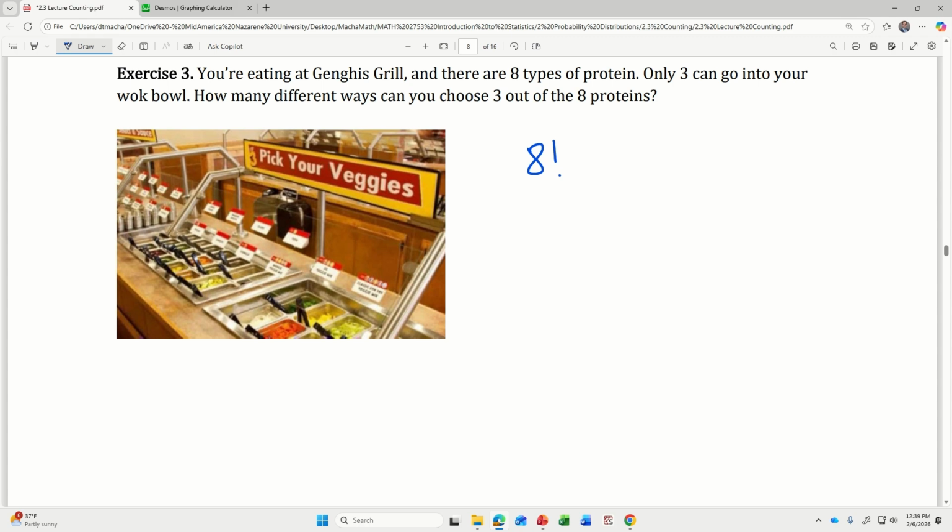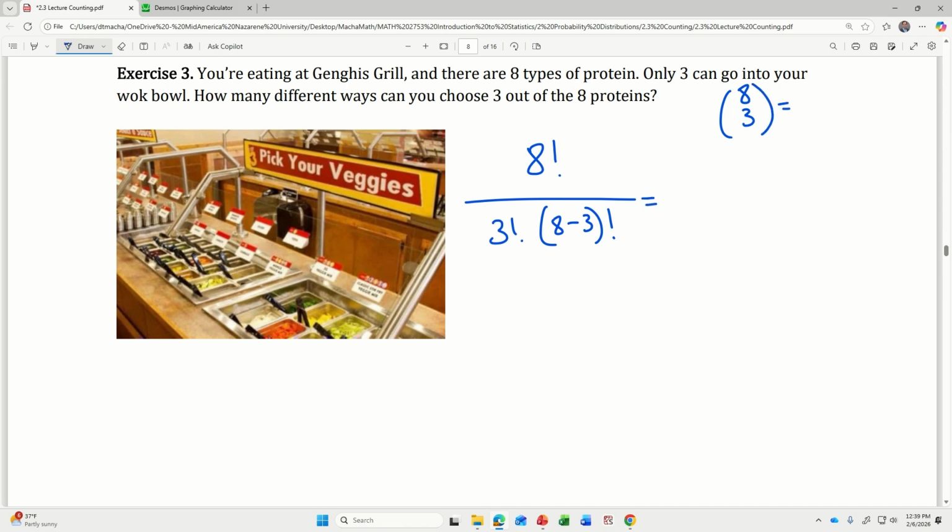8 factorial. That's part of it. And then divided by 3 factorial. And in parentheses, 8 minus 3, and then the factorial is outside the parentheses. So we do the subtraction first. We do 8 minus 3 first. But yeah, this is the binomial coefficient. This is 8 choose 3.